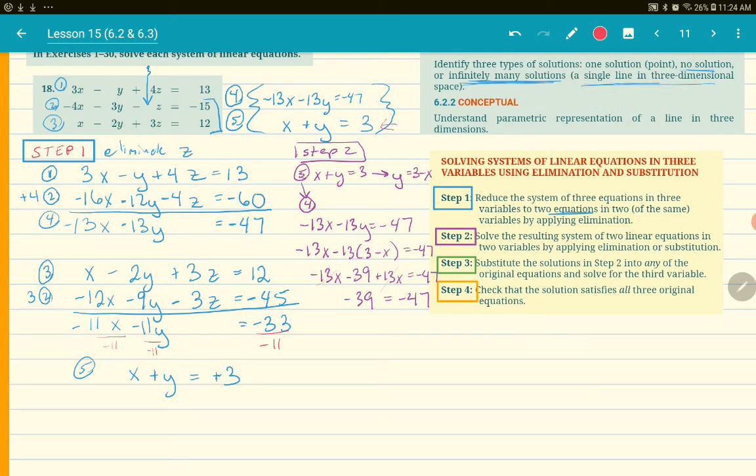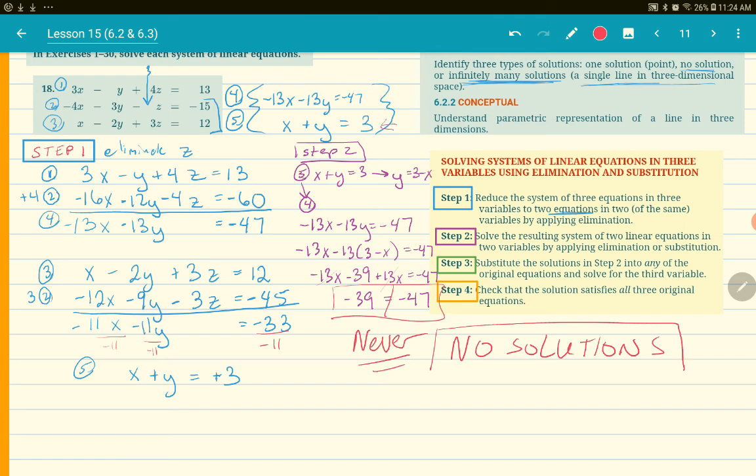So now I have a statement that is never true. Negative 39 equals negative 47. When does that happen? That happens never. So that means there's no solution. This is false. So if I manipulate these equations without breaking any algebra rules, and I get something that's false, I haven't put any numbers in for x and y yet, but it's not true. So that means it's never going to be true. So there's no solution, which means these planes do not intersect. The three planes don't intersect.